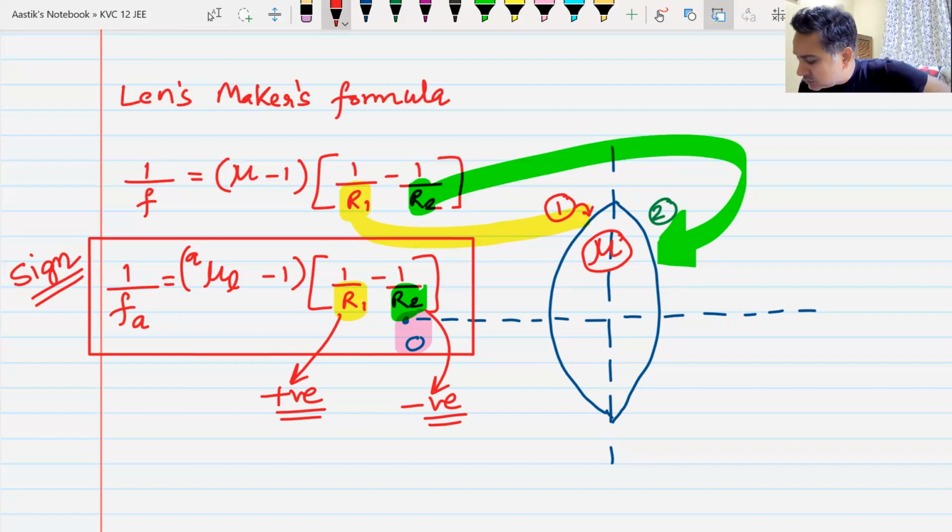I think R1 is negative, sir. No, why is it negative, beta? It is a convex surface. Why is it negative? Why do you think so? What makes you think that R1 is negative?